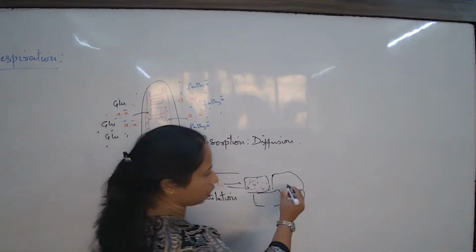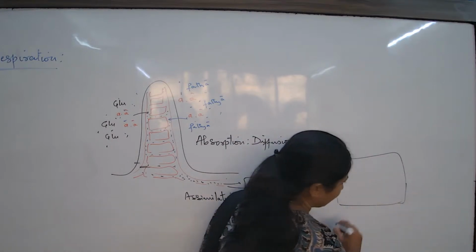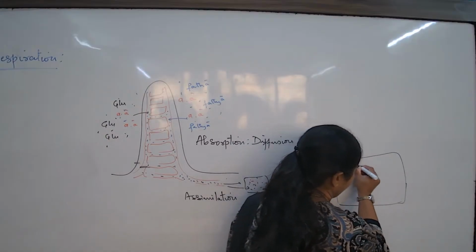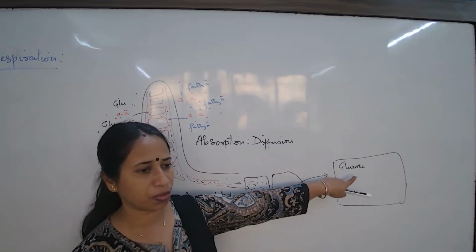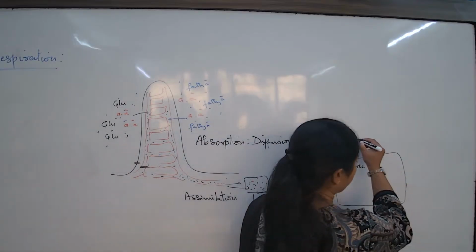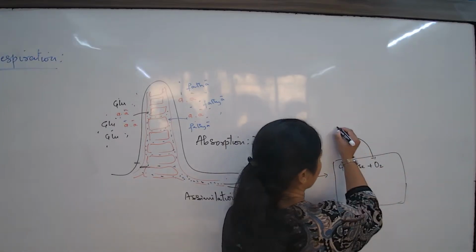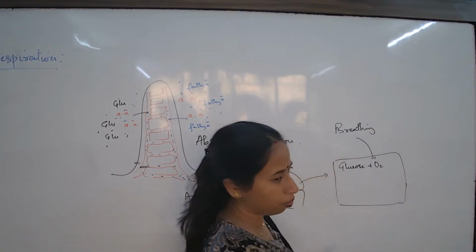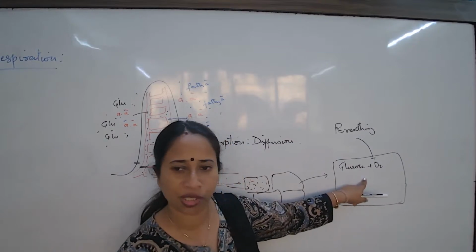So let me understand what is happening in this body cell when the glucose has already reached by way of absorption and assimilation. By assimilation, the body cells have already got the glucose. And now by the process of breathing, the body cells will also get oxygen. So I'm also talking about another process known as breathing. By breathing and gaseous exchange, this body cell will also get the oxygen.